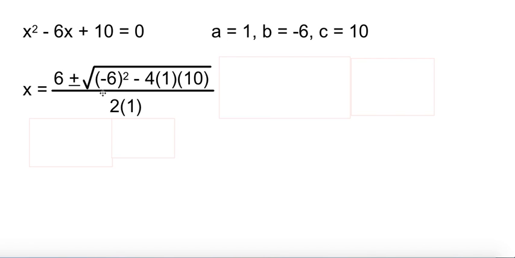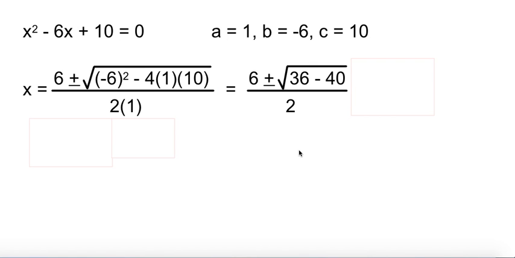A lot of your calculators, if you don't put parentheses around the negative 6 like this, when you push in negative 6 squared, it's going to lie to you. It's going to give you negative 36, which is not true. Okay? Parentheses are your friends. Use them. So we have 36 for that minus 40.